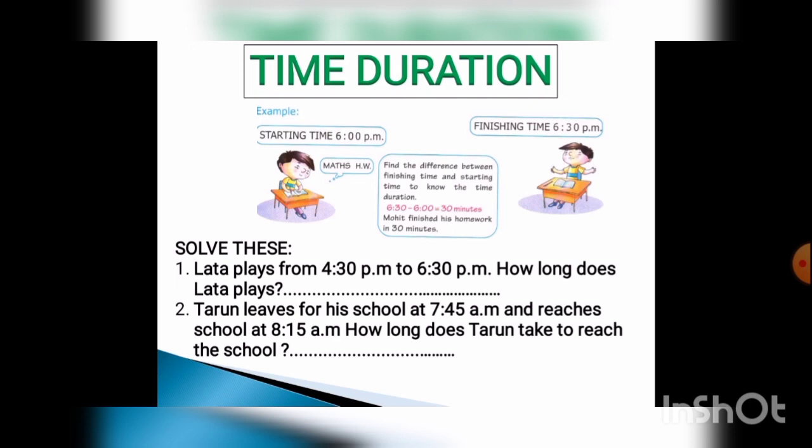Now look at it carefully. 6:30 minus 6 o'clock, that is 30 minutes. So, Mohit finished his homework of maths in 30 minutes. Now solve these sums also. Lata plays from 4:30 p.m. to 6:30 p.m. How long does Lata play?